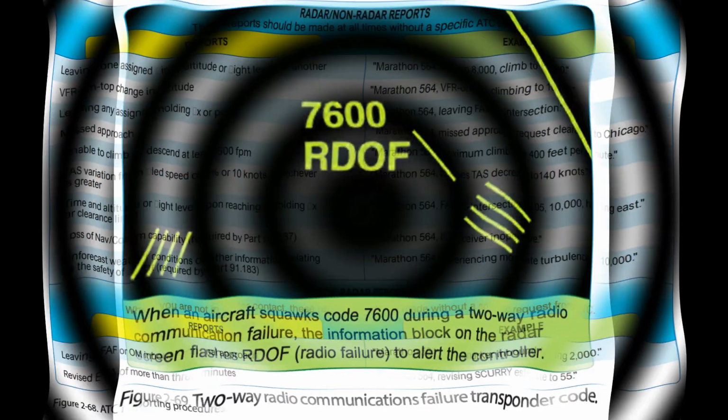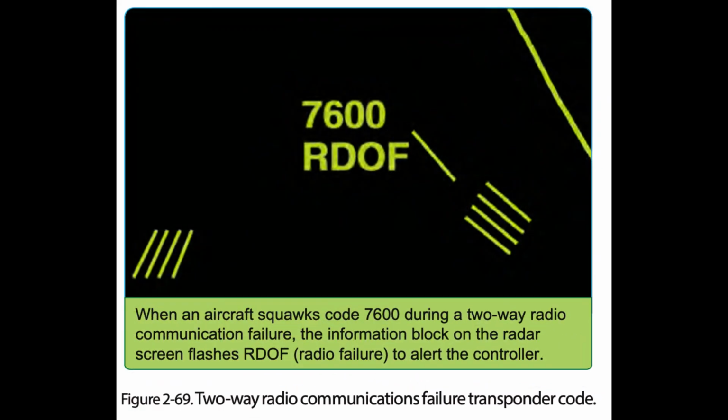Communication failure. Two-way radio communication failure procedures for IFR operations are outlined in 14 CFR Part 91, Section 91.185. Unless otherwise authorized by ATC, pilots operating under IFR are expected to comply with this regulation. Expanded procedures for communication failures are found in the Aeronautical Information Manual, AIM. Pilots can use the transponder to alert ATC to a radio communication failure by squawking code 7600.